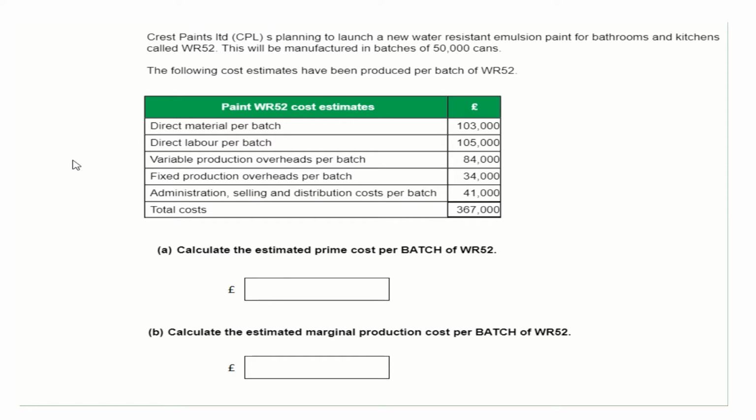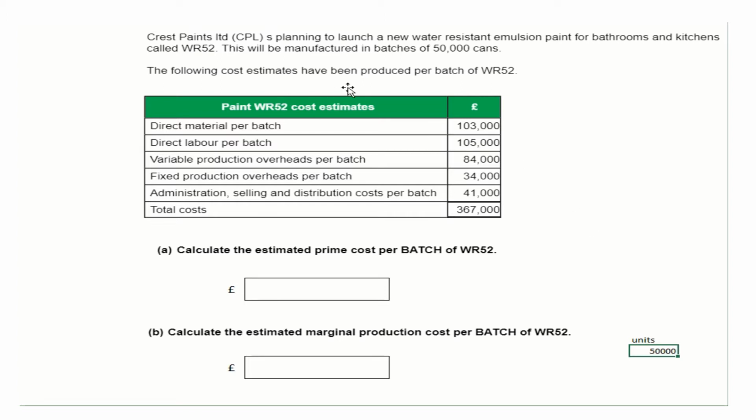Crest Paints Limited, or CPL, planning to launch a new water-resistant emulsion paint for bathrooms and kitchens called WR52. This will be manufactured in batches of 50,000 cans. So that's an important thing to remember. If we're going to be calculating per unit, we're going to need to know how many units there are. And they said there's 50,000 cans in a batch, so I always put that to one side. It's going to come up, okay?